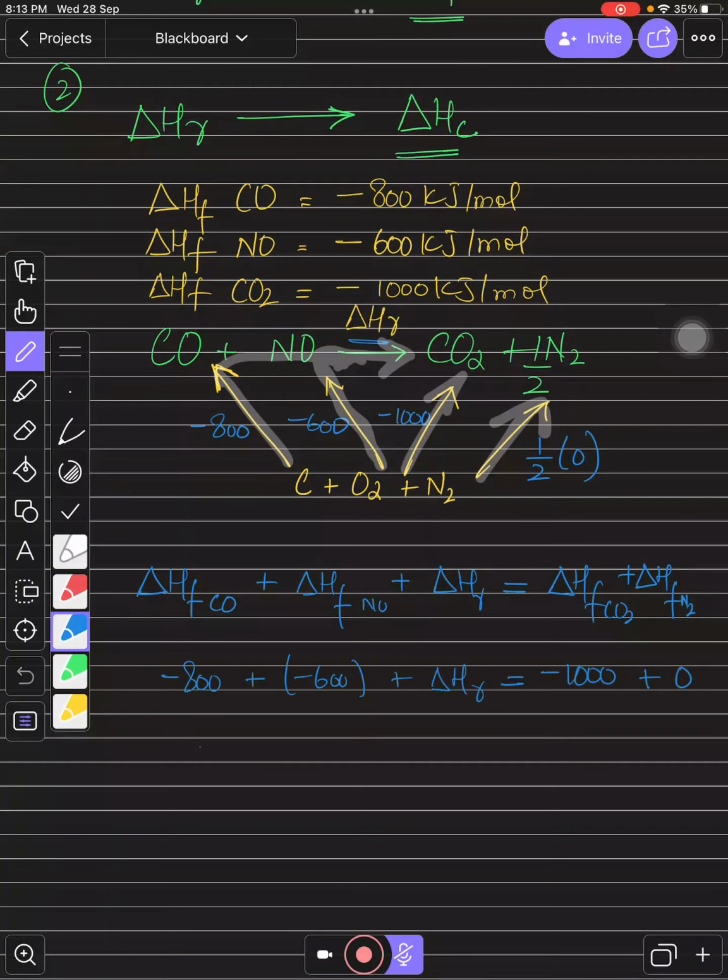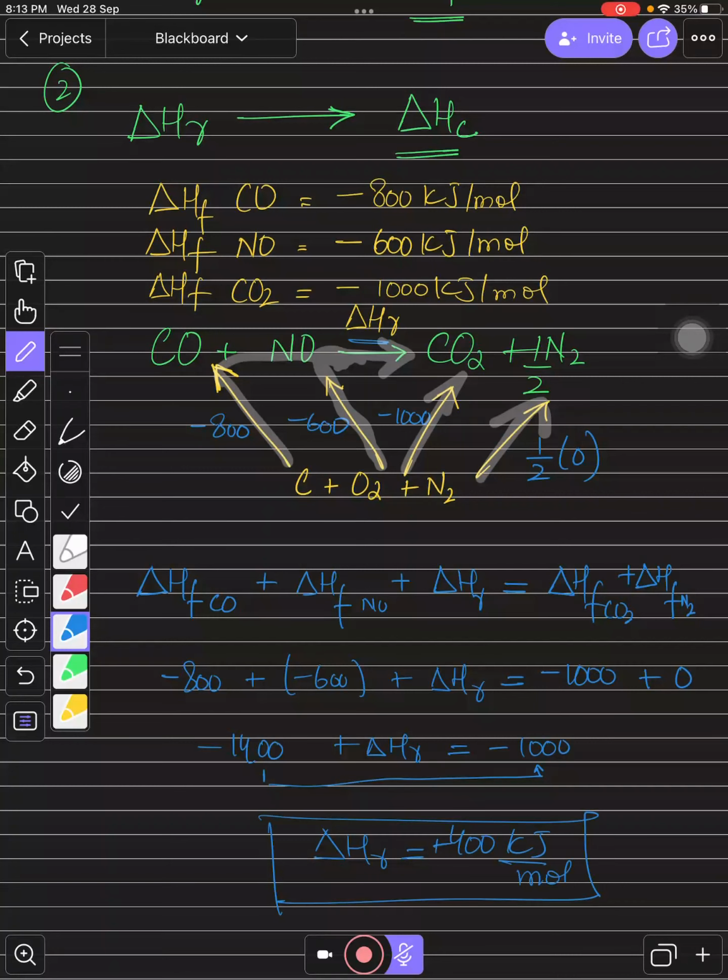So it is minus 1400 plus ΔHr equals minus 1000. This negative will go over there to become positive, and the enthalpy change of reaction of this reaction will be 400 kilojoules per mole. Is that right, Bacho? Yes, sir. Yes, Arsalan and Alia. Is that clear to all of you?